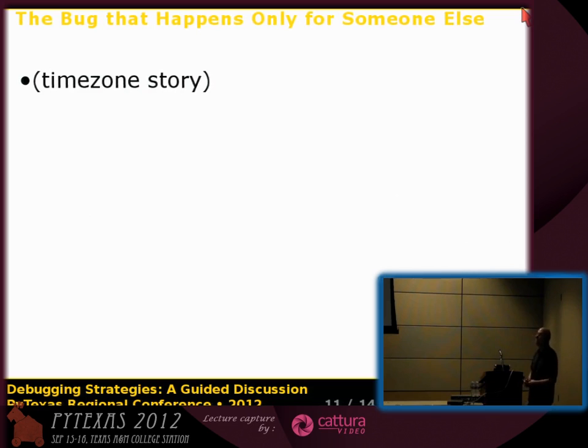Then there's the bug that happens only to someone else. And those are especially frustrating when they're on the other side of the world. One place I was working, we developed a reporting program, and the developers ran it here in Dallas, and it worked fine. They gave it to production, and it worked fine here in Dallas. It's always running on the Dallas servers, and then they shipped it to a client on the other side of the world. But they were using it remotely.